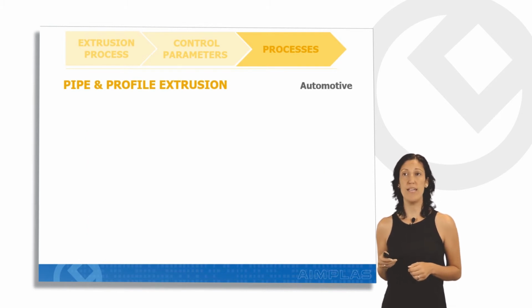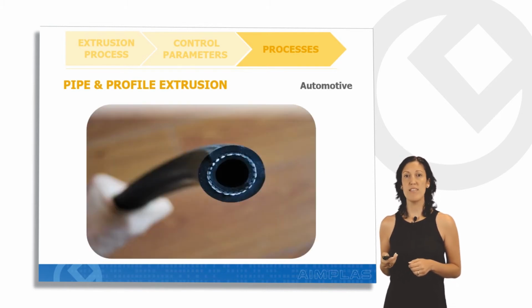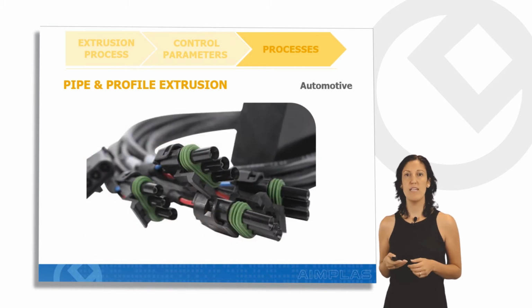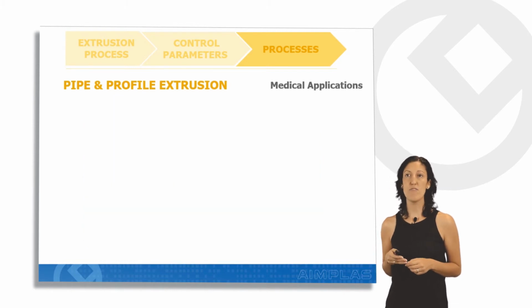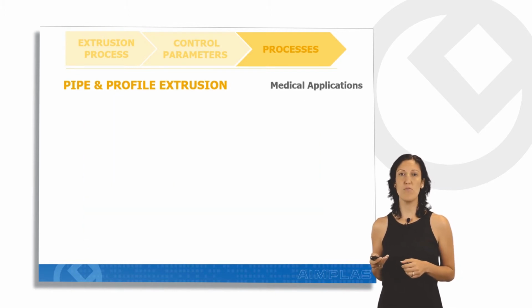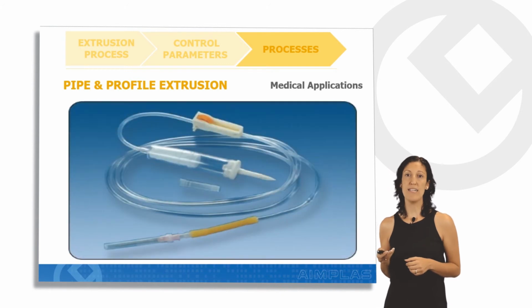And for the automotive sector, different kinds of tubes, cable arms, and also door ceilings. And also for medical applications, we could obtain blood and catheter tubes.